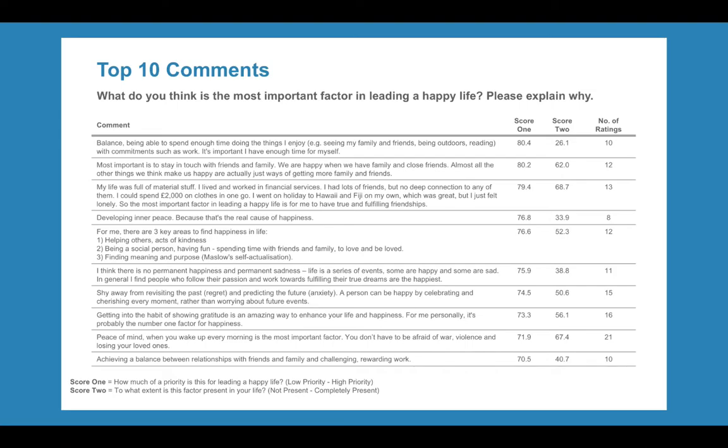So score 1 is how much of a priority is this for leading a happy life. Score 2, to what extent is this factor present in your life? So this is a valid way of looking at the results. Even if you have 1,000 comments, I just want to look at the top 10 comments, or I just want to read the top 50 comments.